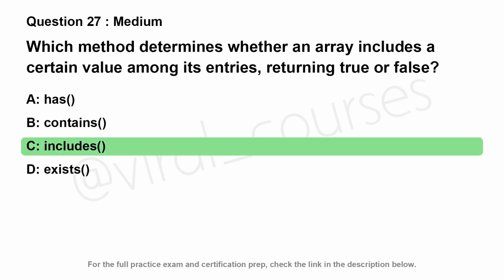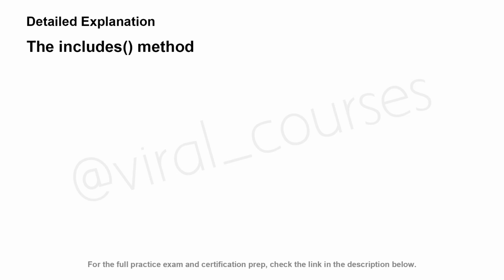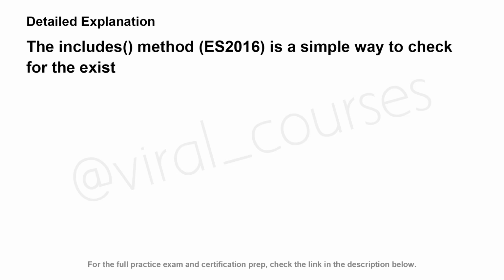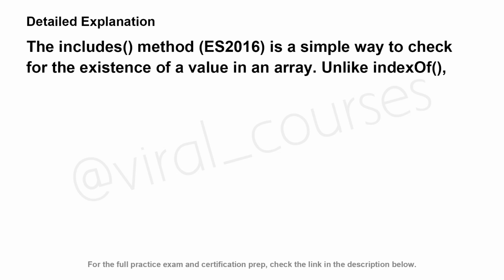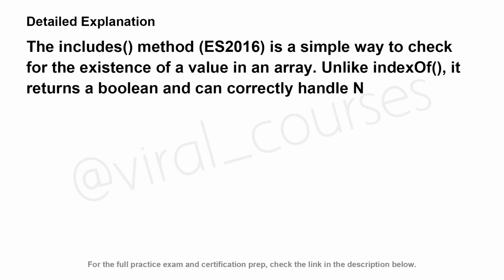The correct answer is C. The includes method, added in ES2016, is a simple way to check for the existence of a value in an array. Unlike indexOf, it returns a Boolean and can correctly handle NaN.